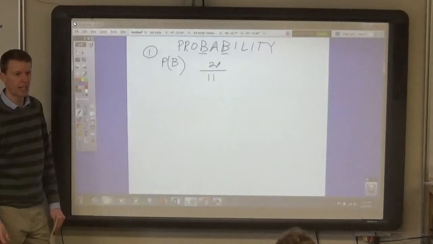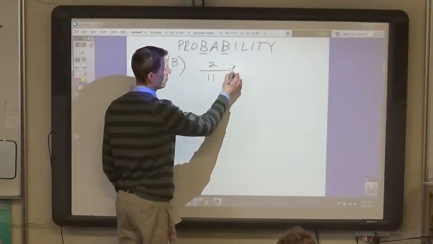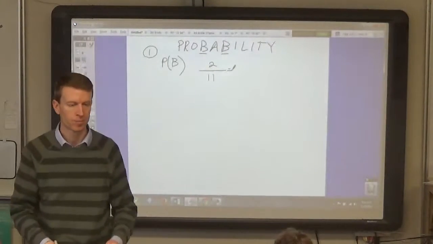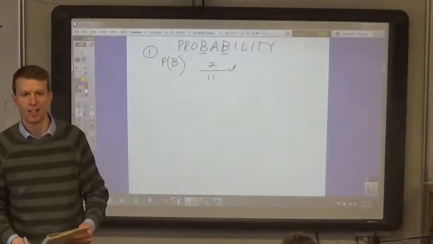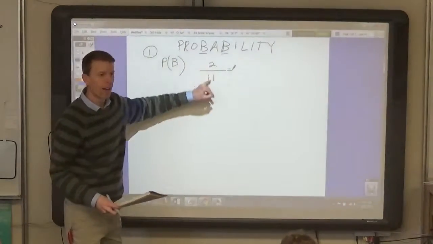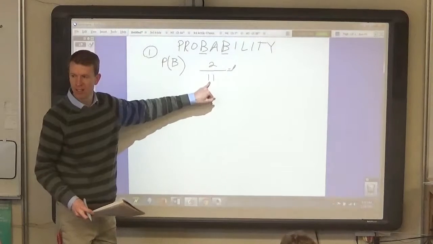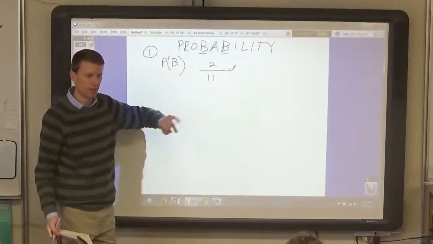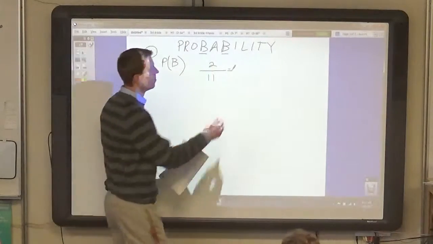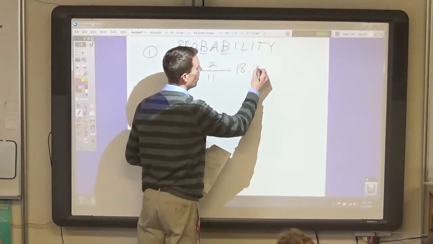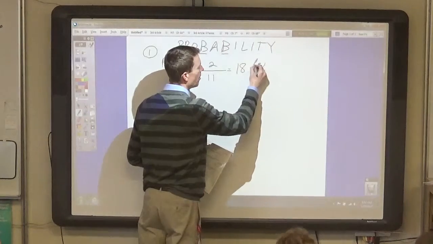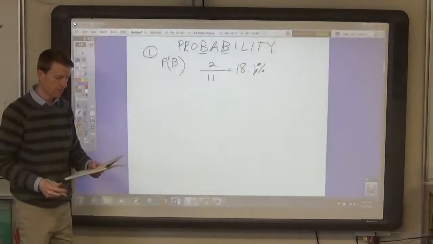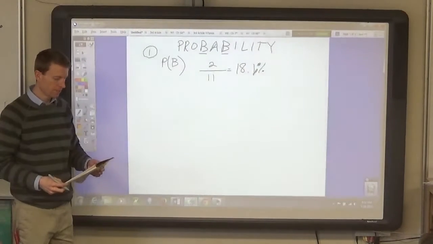Now, what's the percent? To find the percent, take 2 divided by 11 times 100. That's 18.1. And then make sure that you label that as percent. 18.1%, if you round the number.